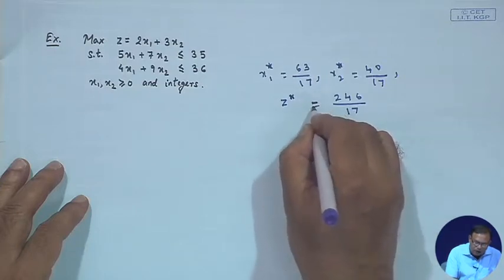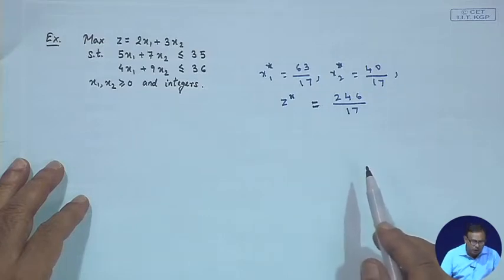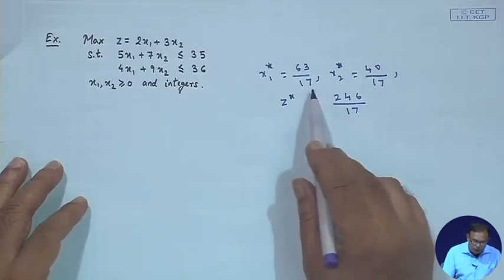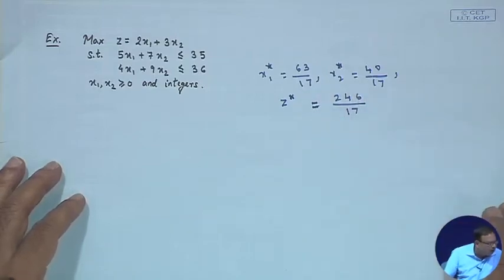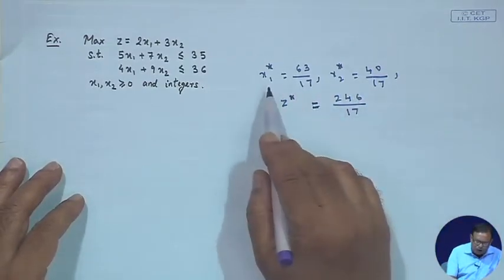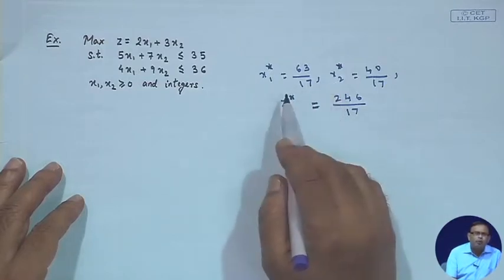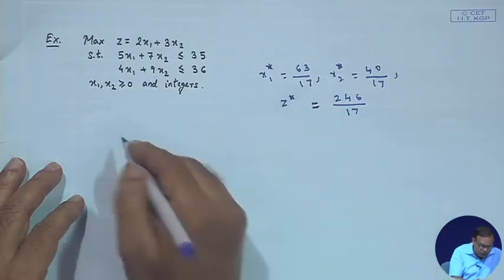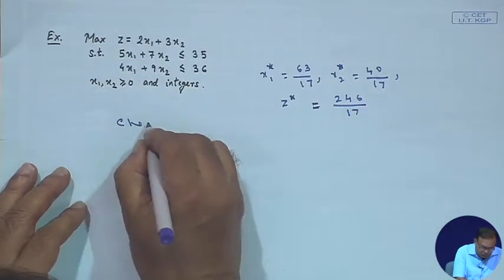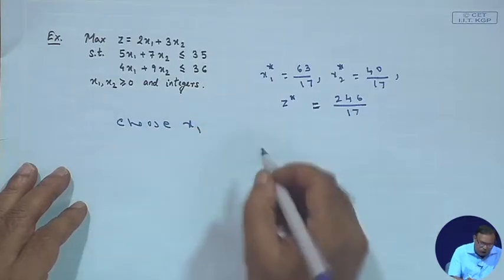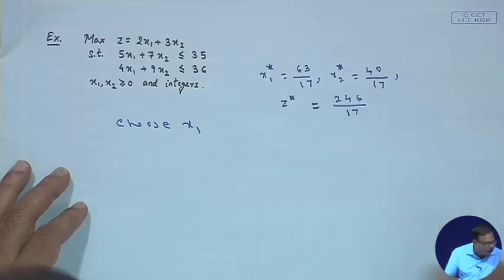Although this is the optimal solution which you obtained, this solution is not feasible, since both x1 and x2 are non-integer. So since both x1 and x2 are non-integer, I have to choose any one of these two. We are choosing x1 because x1 has the largest fractional value.